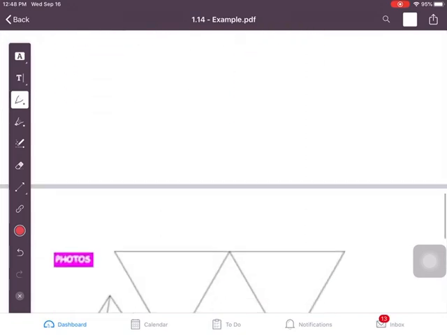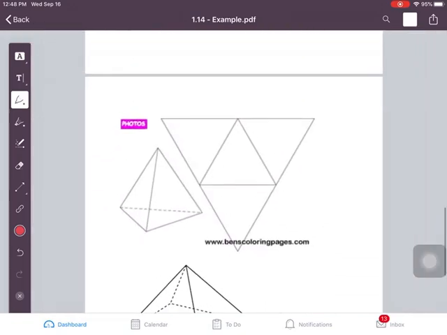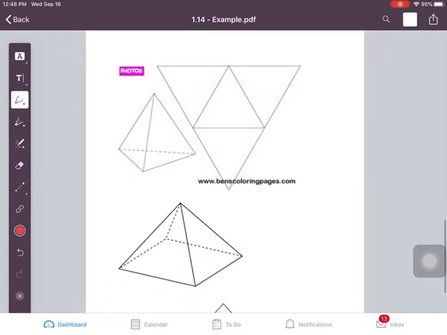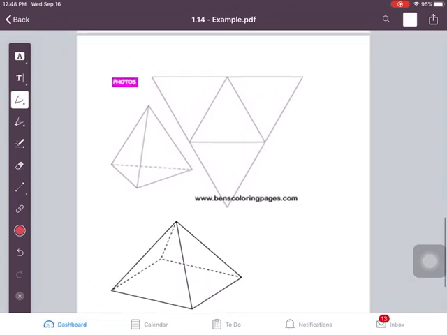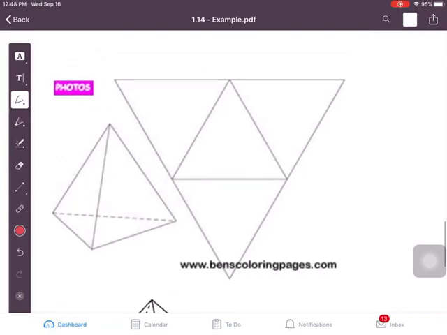And then last but not least, we've got our pyramids. Now, you'll notice that I have two different types of pyramids here. This first pyramid is a triangular pyramid, okay? You can see that the bottom of it is a triangle down here. That would be the bottom triangle right there, okay? Because the bottom is a triangle, it is a triangular pyramid.